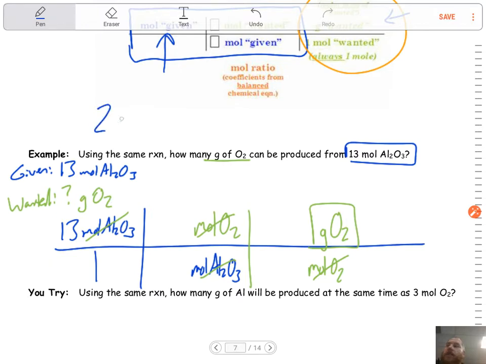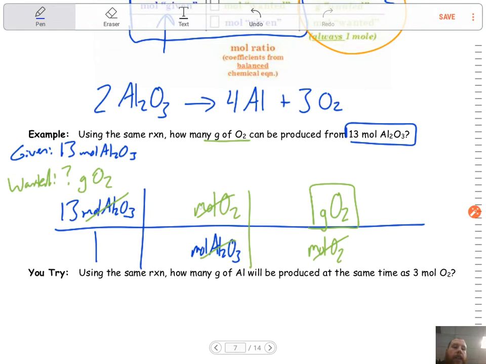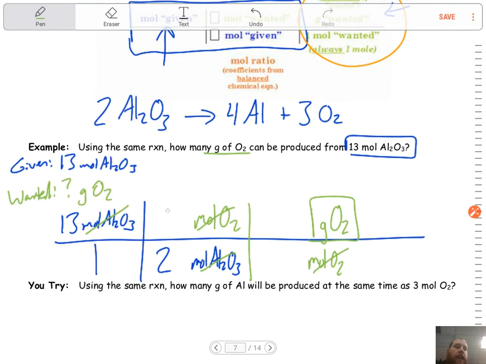So that reaction that I have been using all along is 2 moles of aluminum oxide, Al2O3, breaking down or decomposing into 4 moles of aluminum plus 3 moles of oxygen. That's where I'm going to get my numbers. So I'm going to take a look. Aluminum oxide, I've got a 2 in front. That's where I get my number there. Now for oxygen, I've got a 3.